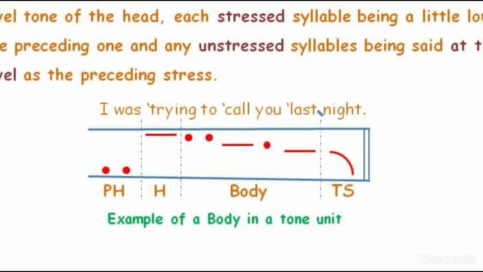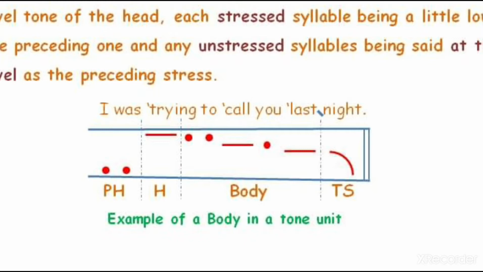So this is a normal statement where we have a low fall, so the TS is on the last lexical word, which is "night". Now we start from the beginning of the sentence. "I was" are unstressed syllables at the beginning of an utterance, so they are the prehead. They are represented by two low dots. "Trying" is the first lexical word, the first stressed word, so "try" will have a long dash at a high level. "Ing" will have a dot, so "try" is the head because it is the first stressed syllable. And then "ing" of "trying" is not stressed, so it will be represented by a dot at the same level. Any unstressed syllables after a stressed syllable are represented at the same level as the previous stressed syllable. So two dots for "ing" and for "to".